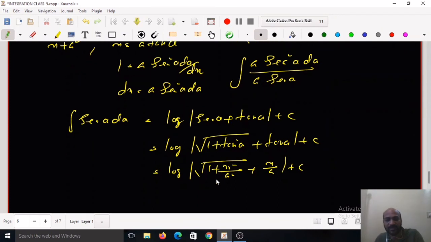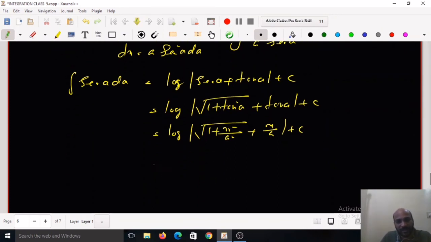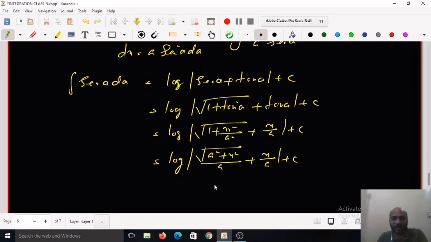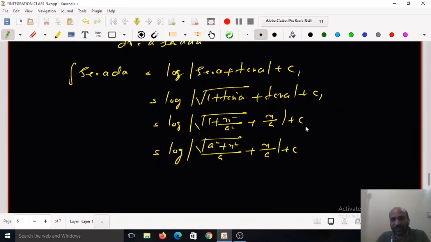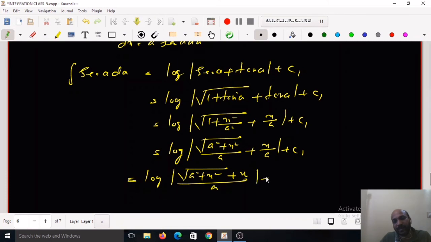This modulus term you have to simplify. So when we simplify we will get like this: log mod root of a square plus x square by root of a square, that is a, plus x by a plus c. A is common denominator. The c I will take it as c1, because I have to change at last. So log mod root of a square plus x square plus x by a plus c1.